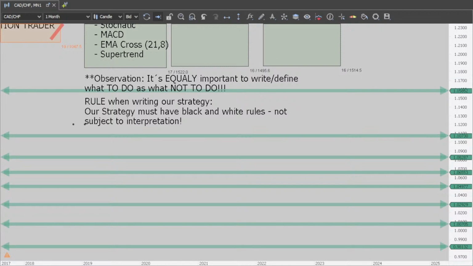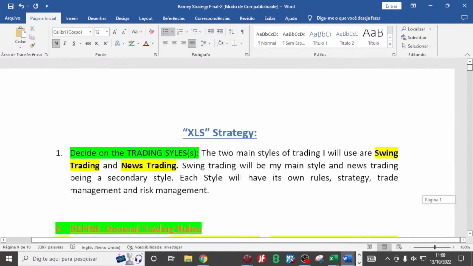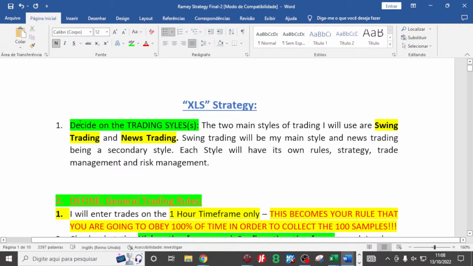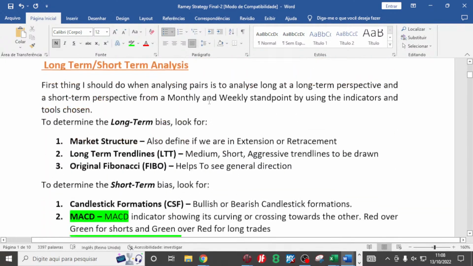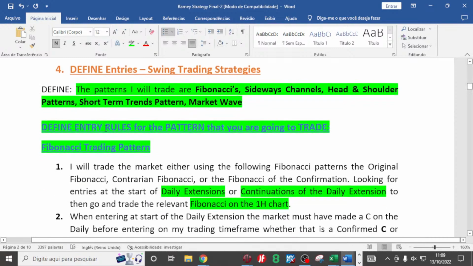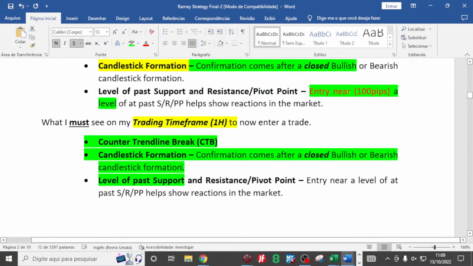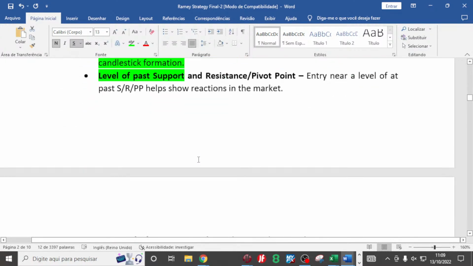Yesterday we were checking the strategy here, we called it XLS, so we were checking the XLS strategy. And just a quick recap, everybody. Number one, decide on the trading style. Number two, define general trading rules. Number three, define entry rules for the pattern that you are going to trade. And yesterday we talked about the Fibonacci's before we ended the session. And we said that one of the critical points for us is to follow the strategy's rules, alright?